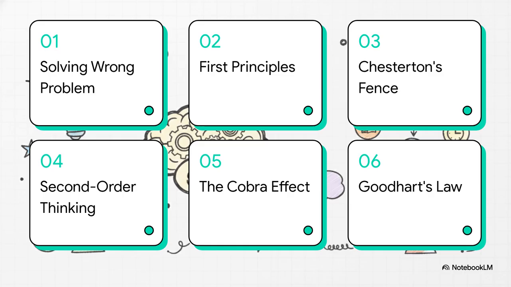Okay, so here's our game plan for this explainer. First, we'll look at why we always seem to solve the wrong problems. Then, we'll dive into first principles thinking, respecting Chesterton's fence, second-order thinking, the Cobra effect, and finally, navigating Goodhart's law. All right, let's just jump right in.